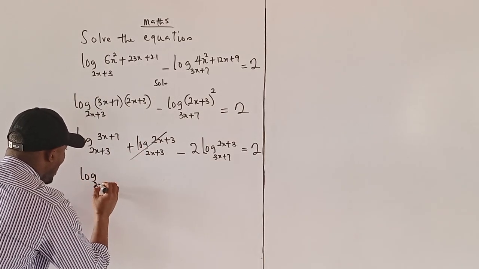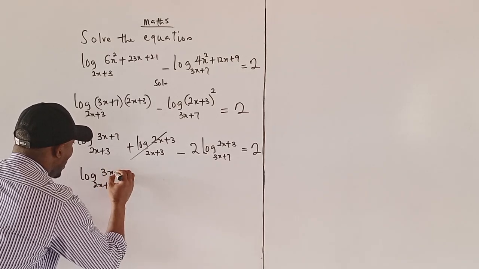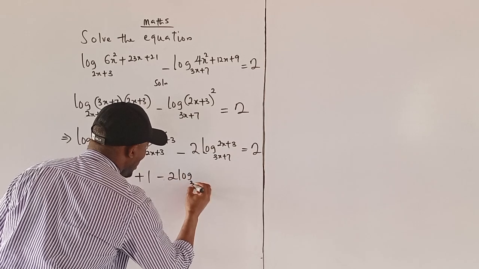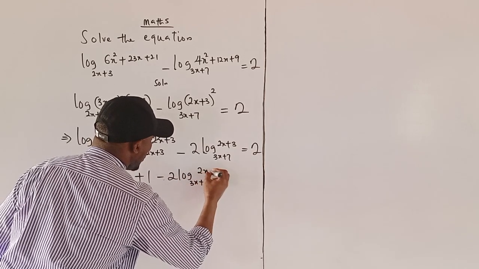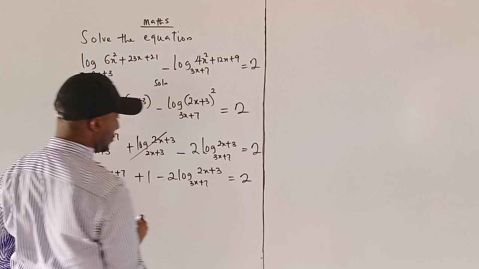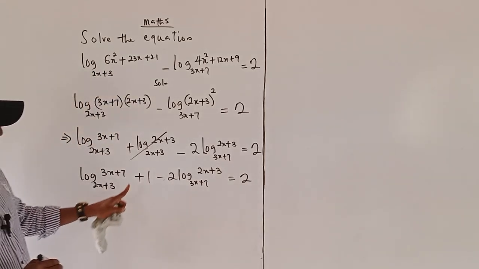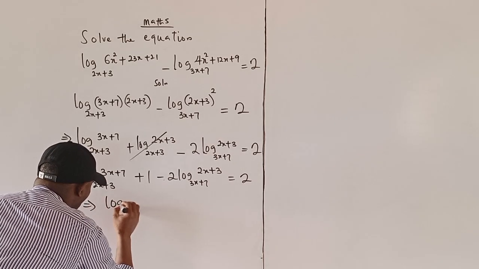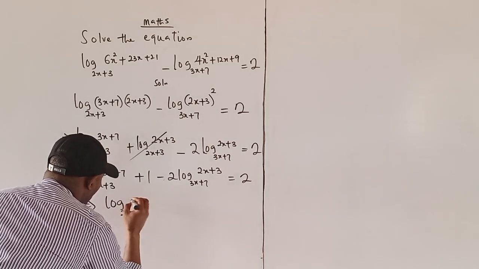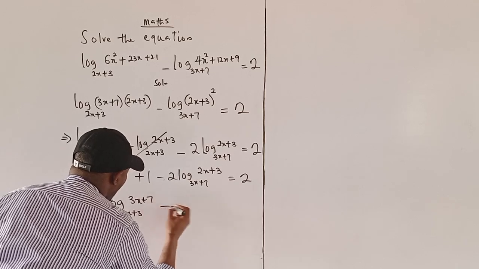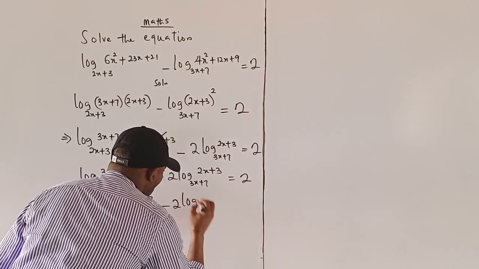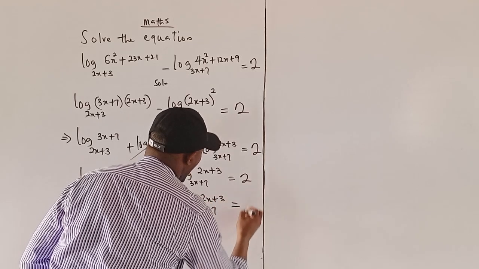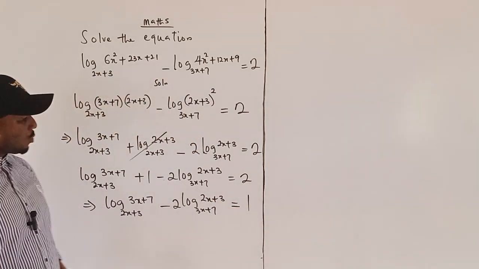We get log to the base 2s plus 3 of the argument 3s plus 7, plus 1, minus 2 log to the base 3s plus 7 of the argument 2s plus 3, everything equal to 2. But we subtract 1 from both sides. That will give us log to the base 2s plus 3 of the argument 3s plus 7 minus 2 log to the base 3s plus 7 of the argument 2s plus 3. Everything will now be equal to 1.